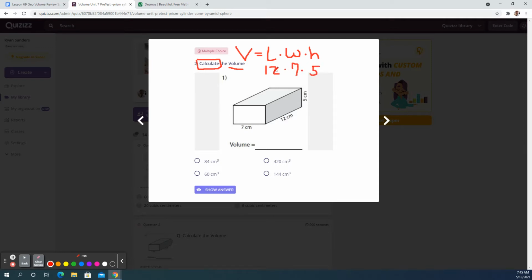12 times 7 is 70 plus 14, 84. Times 5. 84 times 5. And you can always use Desmos if you need to. 5 times 4 is 20. 5 times 8 is 40 plus 2, 42. 420. And cubic centimeters.